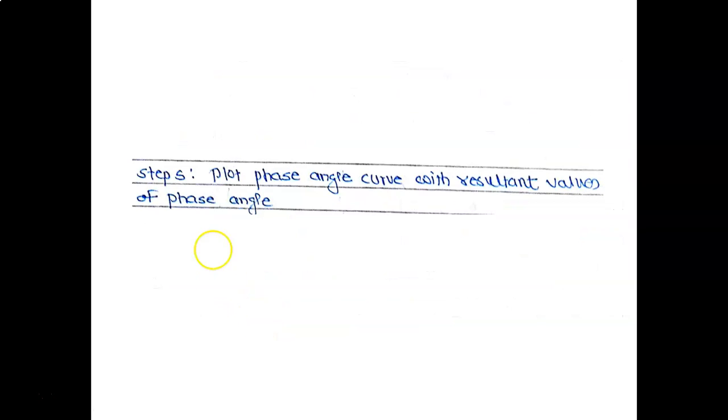Now next step, plot phase angle curve with resultant values of phase angle. Now this is the end of the theory. While solving problems you will understand. Therefore in next lecture we will see how to solve problems of Bode plot. Please bring semi-log paper. I will explain semi-log paper while solving problem itself.